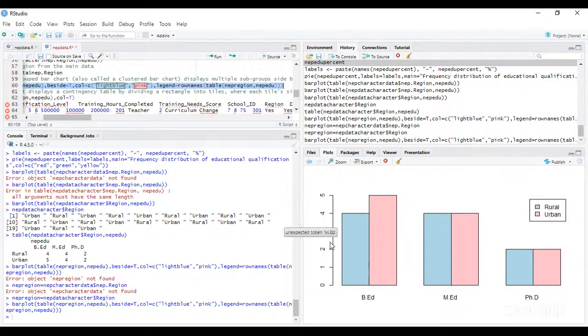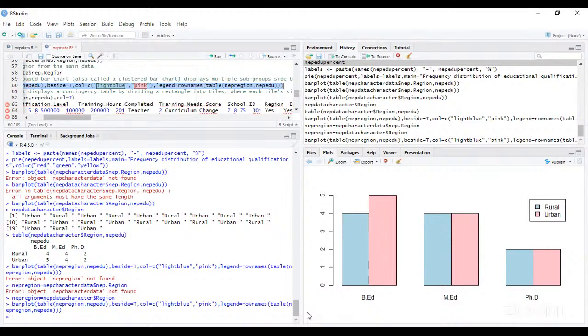Okay, multiple categories are shown in a clustered way. This is also called a clustered bar chart. We have mentioned it in defining the group bar chart.